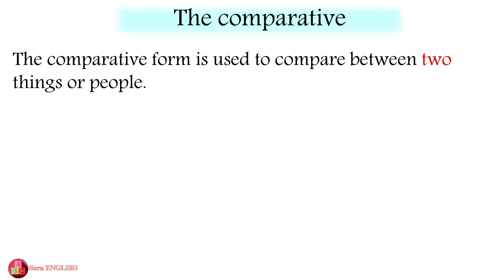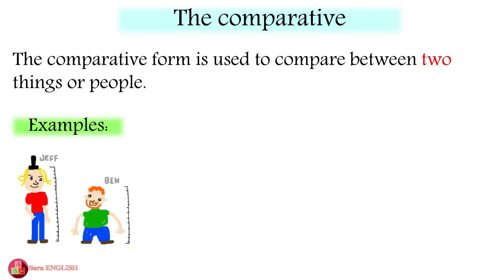The comparative form is used to compare between two things or two people. Okay? So if we want to use the comparative form, it is a must to have two things or two people to compare between. So let's see examples.